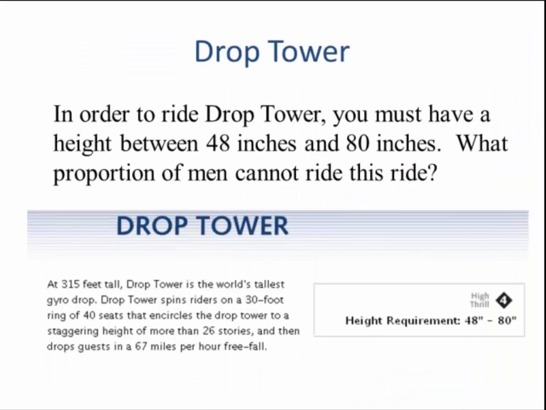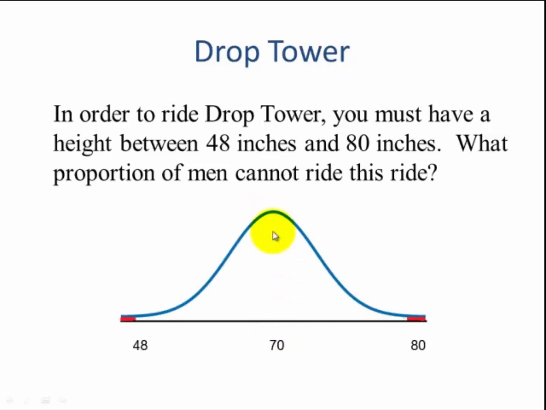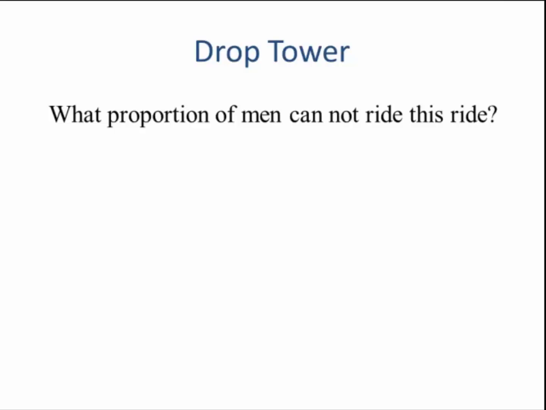Now, in order to ride Drop Tower, you have to have a height between 48 inches and 80 inches. What is the proportion of men that cannot ride this ride? First, draw a picture. We're talking about men, so that has a mean of 70. We want less than 48 and greater than 80 inches. So we convert these to z-scores.